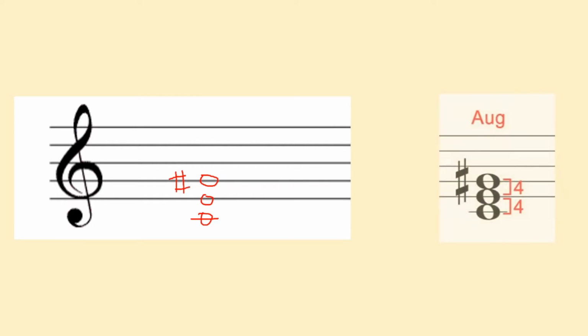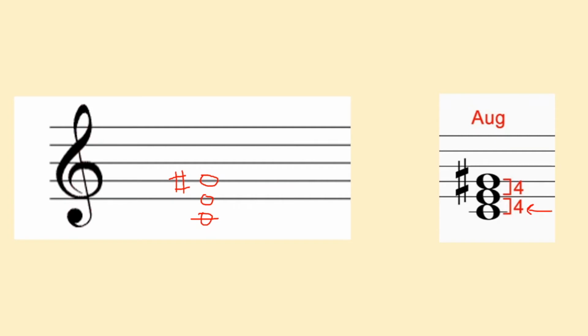Next, we have the augmented fifth, which is 8 half steps. Since it is a fifth, we know that it is a G. Now we have to count up the half steps. C, C sharp, D, D sharp, E, F, F sharp, G, G sharp. So this is a C augmented triad. As you see, the half step values are a bit different from the major and minor.